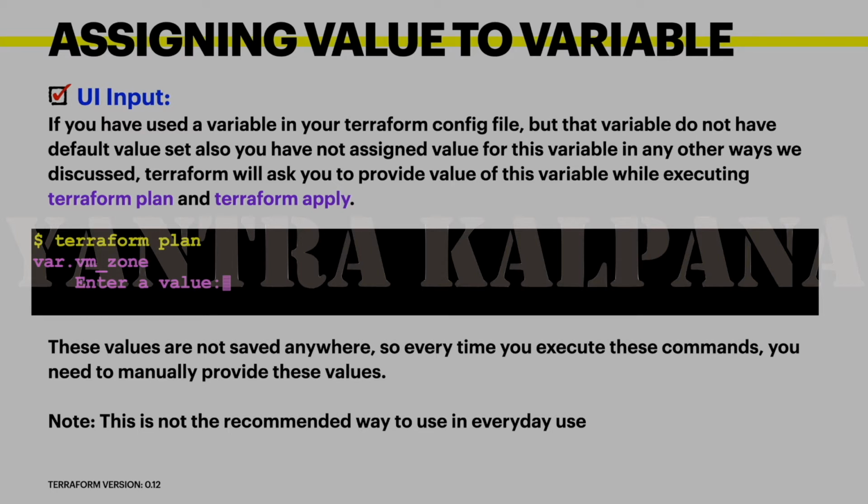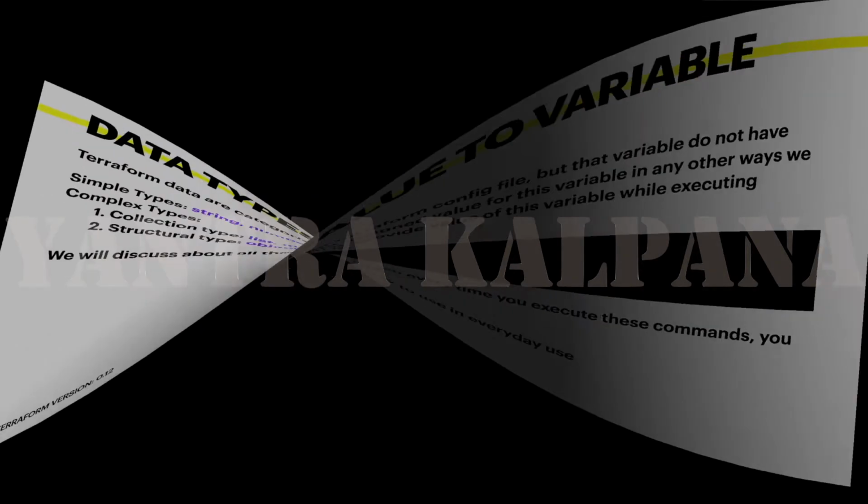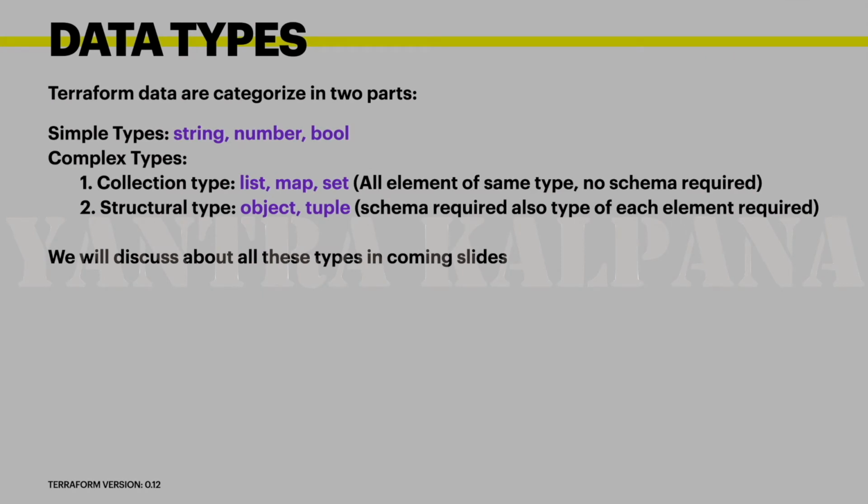So these are the ways we define all the values of the variables. Now next is the data types. So Terraform data types are categorized into two parts. One is called simple type, another is complex type. So simple types are string, numbers, and boolean. Those are self-explanatory. And the complex type again can be divided into two parts. One is called collection type, and the second one is called structure type. So collection types are list, map, and sets.